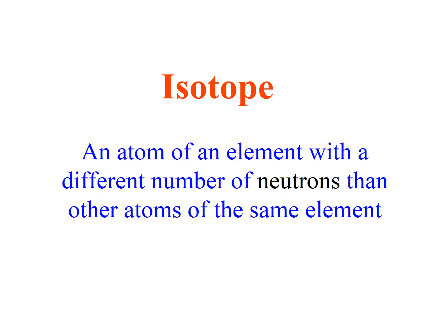Many elements have 2 or more types of atoms. Each type is called an isotope. An isotope is an atom of an element with a different number of neutrons than other atoms of the same element. All the atoms of a given element always have the same number of protons.